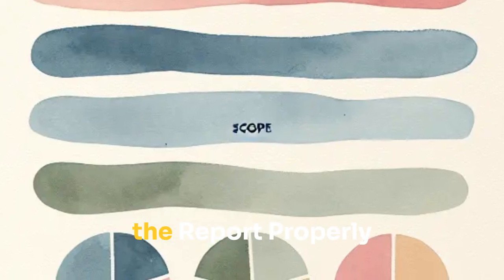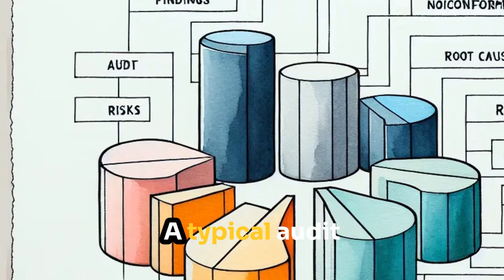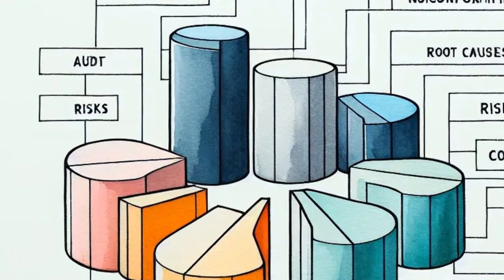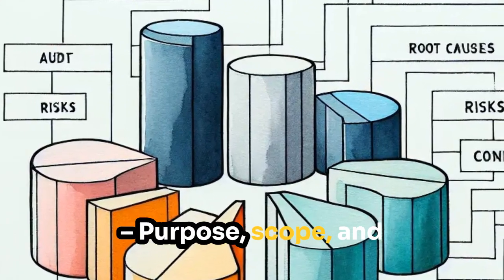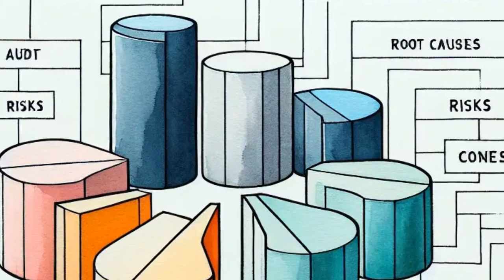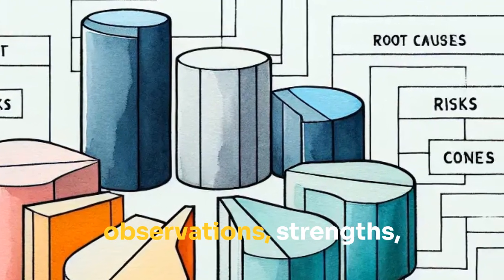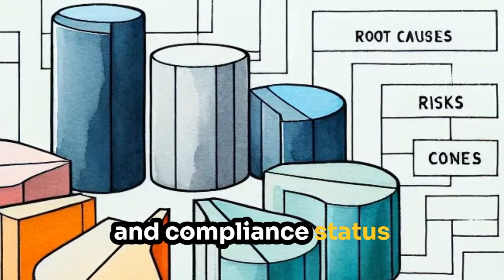Step 1. Structure the report properly. A typical audit report includes: Introduction, purpose, scope, and criteria of the audit. Audit summary, key observations, strengths, and compliance status.